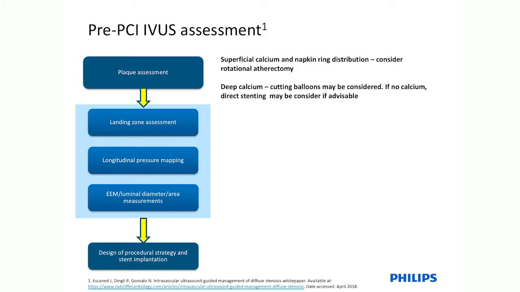So if we walk step by step into this algorithm, we start with what it is: the plaque assessment with intravascular ultrasound. We typically try to understand the structure of the atheroma that makes this diffuse narrowing, and we may consider whether you have superficial calcium, particularly a neighboring distribution of calcium around the lumen.